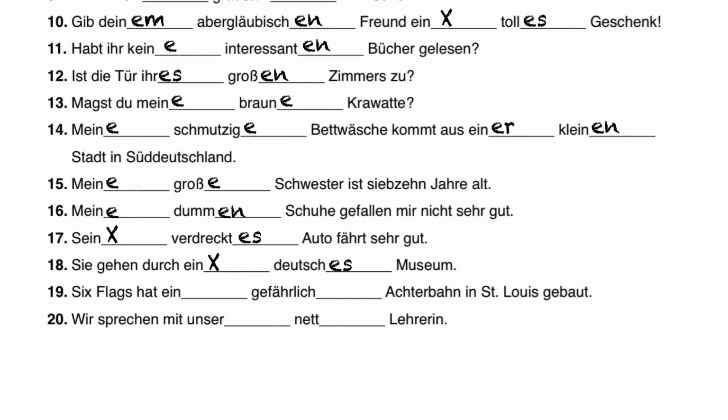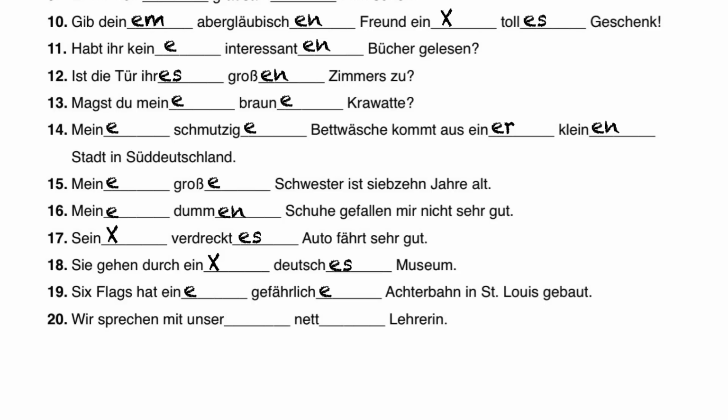Six Flags hat ein blank blank Achterbahn in St. Louis gebaut. Here we have the word Achterbahn. It's the thing being built in St. Louis. Achterbahn is a roller coaster. It's also a feminine noun, so we have to have here in the accusative case an e at the end of the ein-word and an e at the end of the adjective. Six Flags hat eine gefährliche Achterbahn in St. Louis gebaut. Six Flags built a dangerous roller coaster in St. Louis.